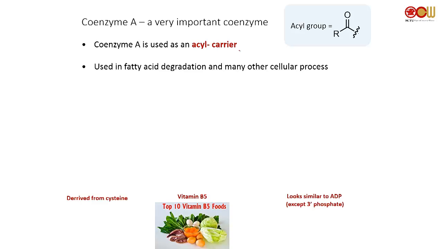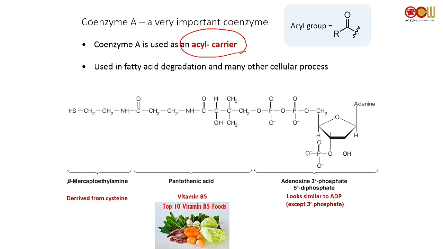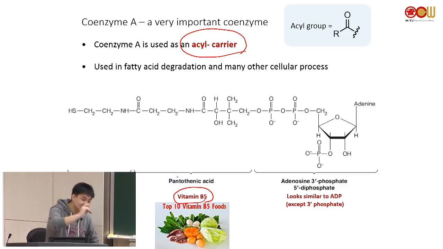Alright, coenzyme A is a very important coenzyme. Okay, coenzyme A is used as an acyl carrier. Remember I talked about that in our very first class. It's an acyl carrier. It looks like that. Now, I bring this structure to you for one reason, vitamin B5. Okay, so vitamin B5, this pantothenic acid, is a key component for your coenzyme A. Okay, and obviously you should appreciate coenzyme A's importance because without coenzyme A, you don't have acetyl-CoA.